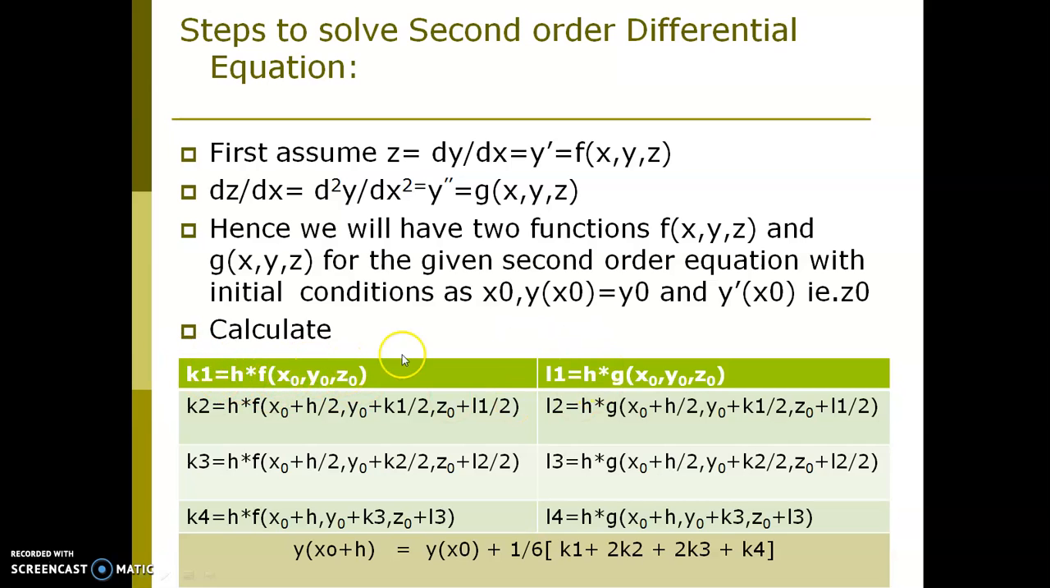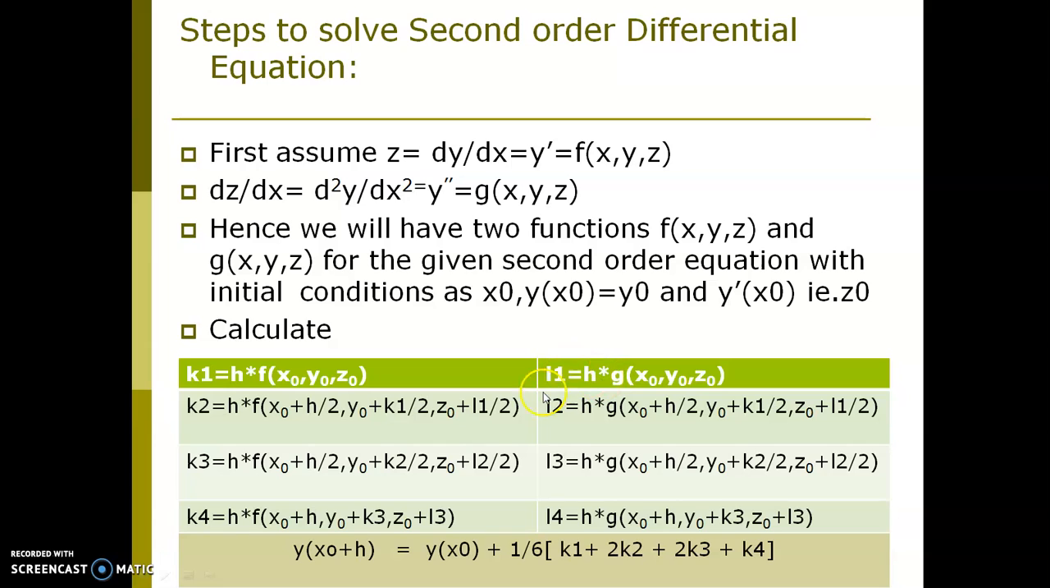as k1. Now parallelly, we need to also use the second function and calculate L1 with exactly the same formula, only replaced by the second function, h into g function evaluated by putting x0, y0, z0. In this case, what is g? G will be all the terms obtained from the first equation transferred to the other side. We will put x0, y0, z0 as per the arrangement of the variables, evaluate that function, multiply it by h and store it as L1.